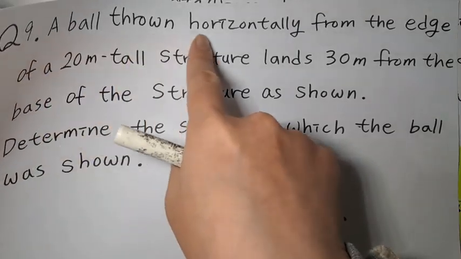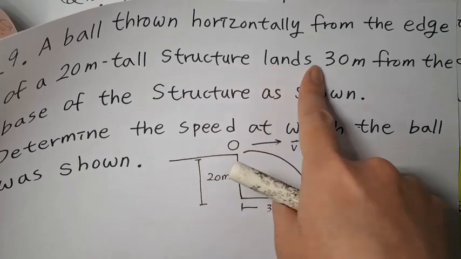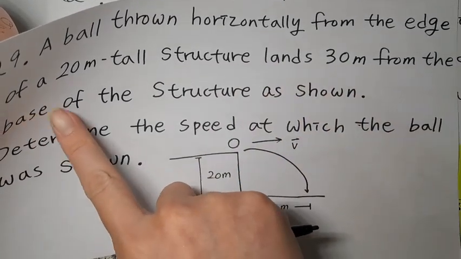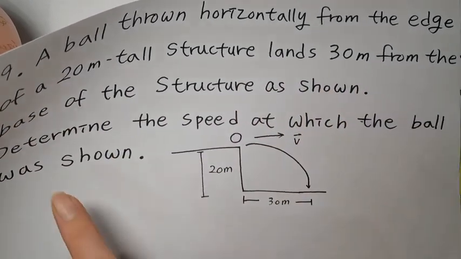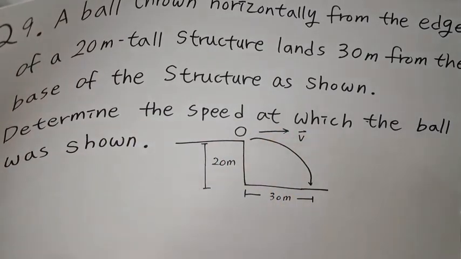A ball is thrown horizontally from the edge of a 20-meter structure and lands 3 meters from the base of the structure, as shown. Determine the speed at which the ball was thrown.